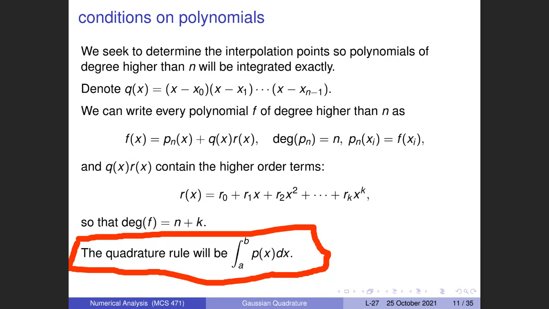And how high can we take the divisor now? The R contains the extra degree. So the polynomial f will have the degree n plus k. We don't know yet what the k is. So how high can we take the k? That's the question. How high can we take the k such that the quadrature rule will integrate any polynomial f correctly?